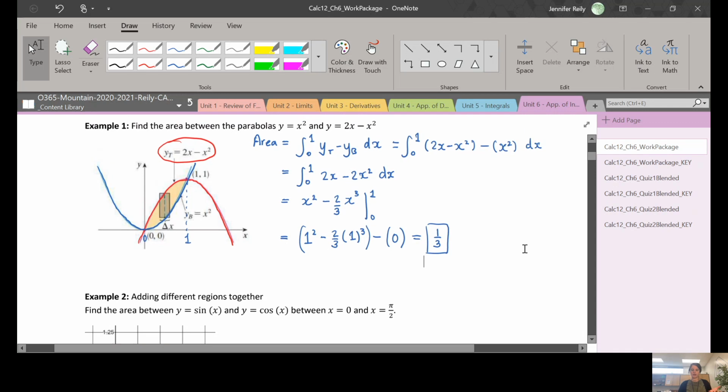Next question, a little bit trickier for this one. So this one is obvious which the top function is and which the bottom function is. And the next one, we're going to have to split it into two parts.